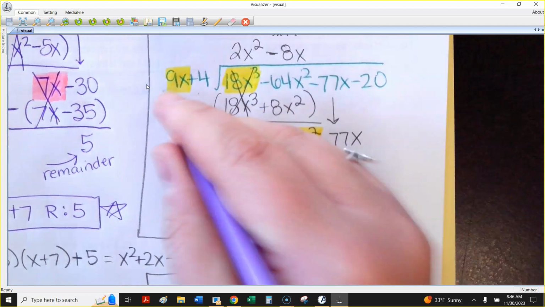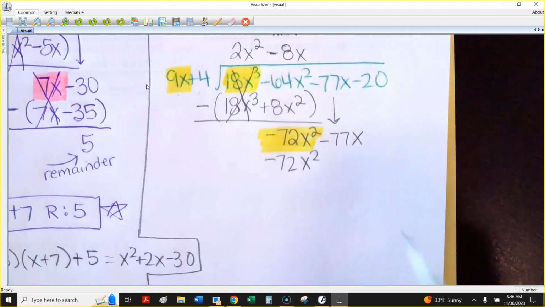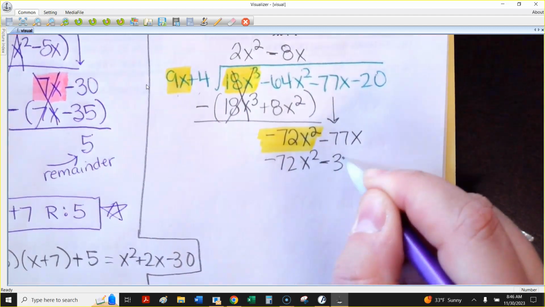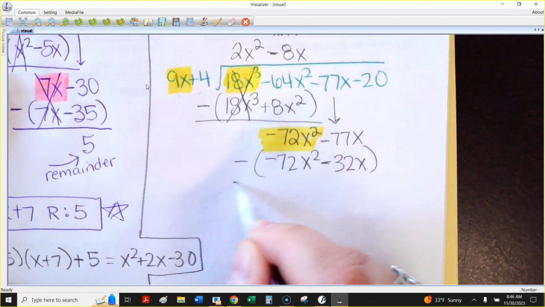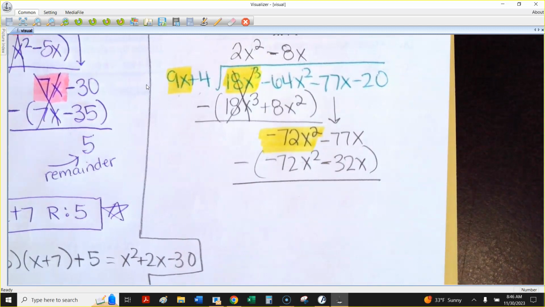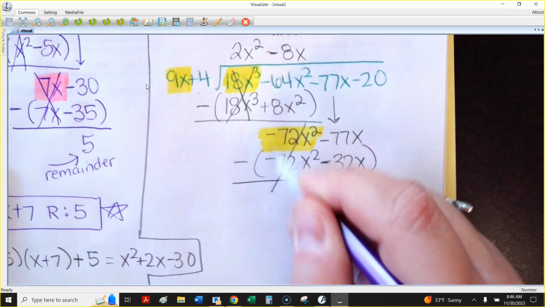Now, negative 8 times 9 is negative 72. X times x is x squared. So that gives you that negative 72x squared. Now, negative 8 times 4, negative 32, and then we'll have an x with that. Okay. Now, I know this looks a little weird, but negative 72 minus the negative 72 is really negative 72 plus 72. So this is gone, which is what we want.